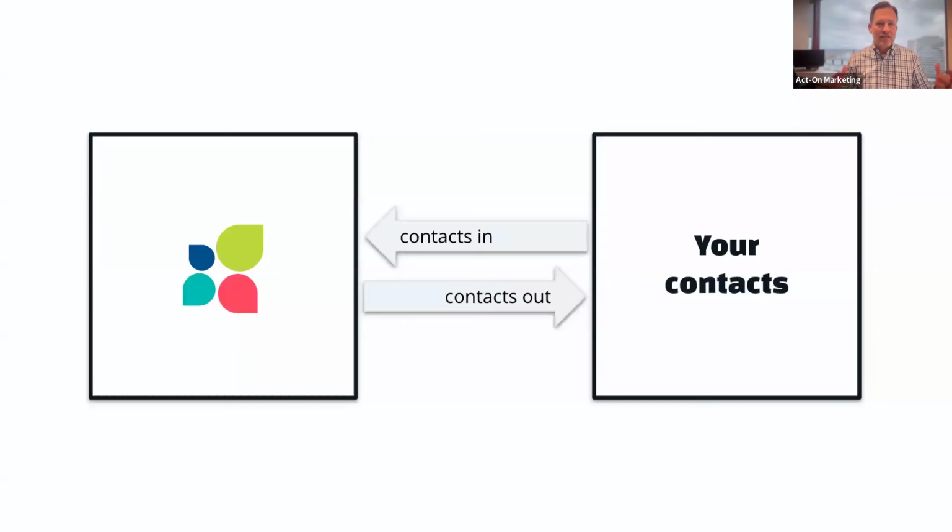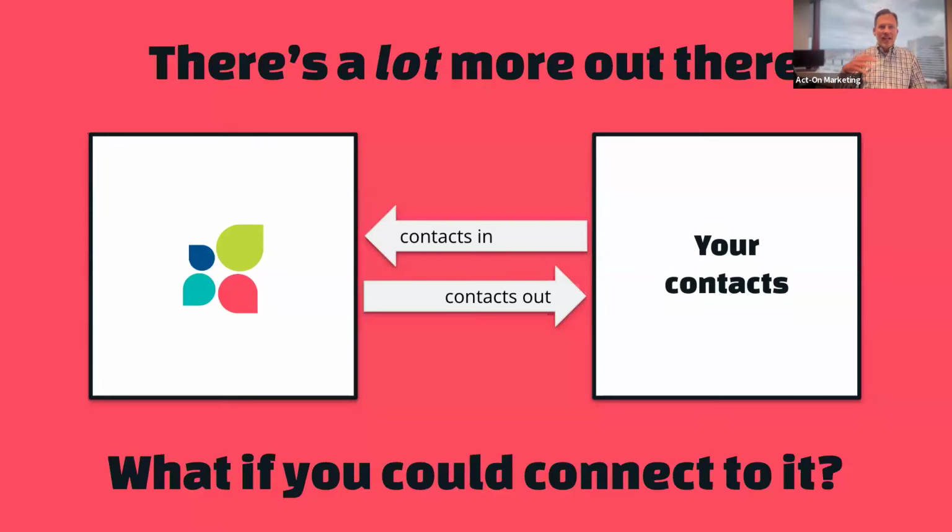The genesis of this is that often when we think about Acton and your contacts, we think of it as a two-way street. Contact data comes into Acton, and data about them goes out. That's the primary integration structure that we often see customers implement and that we often end up talking about. But really, there's a lot more out there.